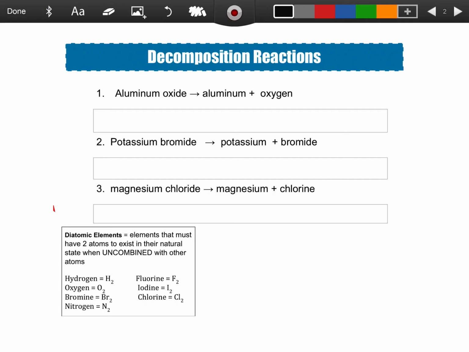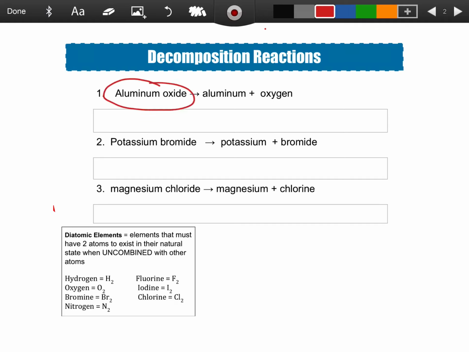Okay, so here are the answers to the first three examples for the decomposition reactions. So this is slide 40 in your digital notebook. Again, the first one has been done for you, but I'm gonna kind of talk through it just so you can understand and see where we got those answers. So decomposition is now the opposite. We'd have one compound that is breaking up into two individual elements.